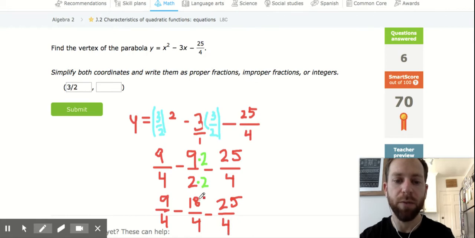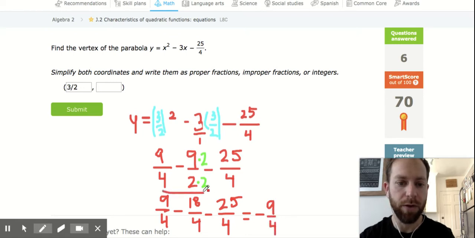Nine minus 18 would be negative 9, minus 25 would be negative 9 over 4. That's this first part right here, right? And then minus 25 over 4.